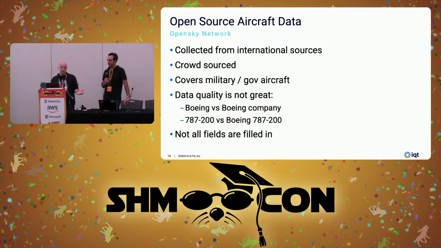For those other aircraft, there is a pretty decent crowdsourced movement going on. Check out OpenSky Network, they're one of the biggest ones. Here the data quality isn't quite as good, so you have to do a bit of normalization. For example, some people typed in Boeing, other people did Boeing Company, and similarly for the model. And not all the fields are filled in either. If you're crowdsourcing this, they may not know who actually owns the airplane.